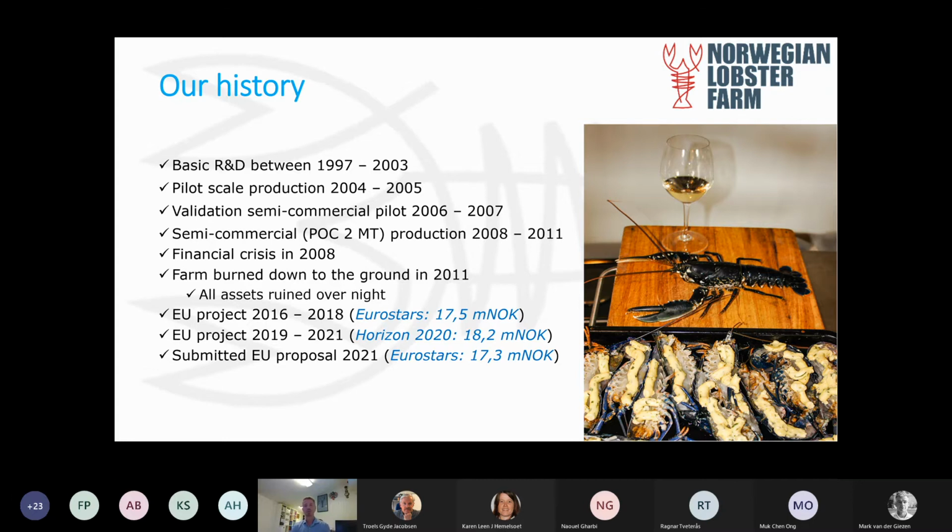And we also tried to find new ways on how to produce this cannibalistic animal in a more cost-effective production system, reducing the initial investment cost. We received an EU project in 2016 under the Eurostars program, which was very successful. We lifted the technology from technology readiness level 5 to 7, and we got a new EU project in 2019 under the Horizon 2020, where we're going to build an industrial pilot for a commercial setup for European lobster onshore. And we also submitted a new EU proposal for next year under the Eurostars program.